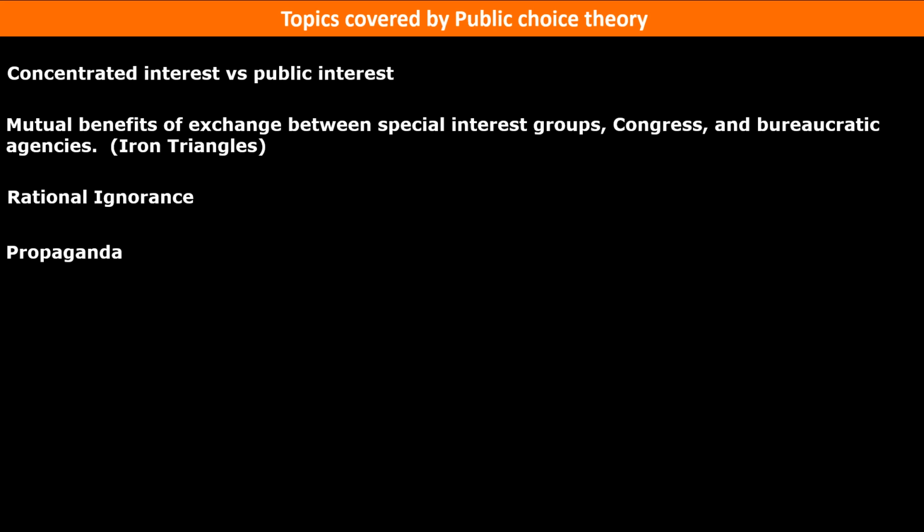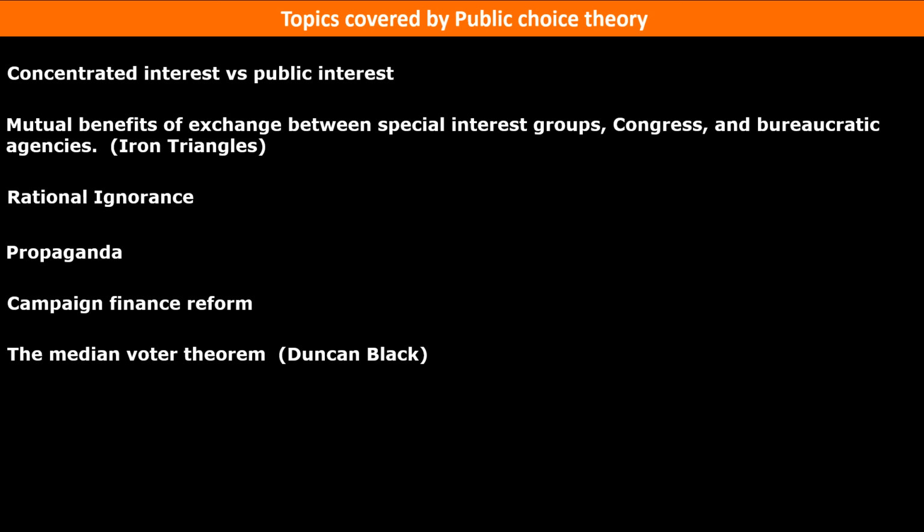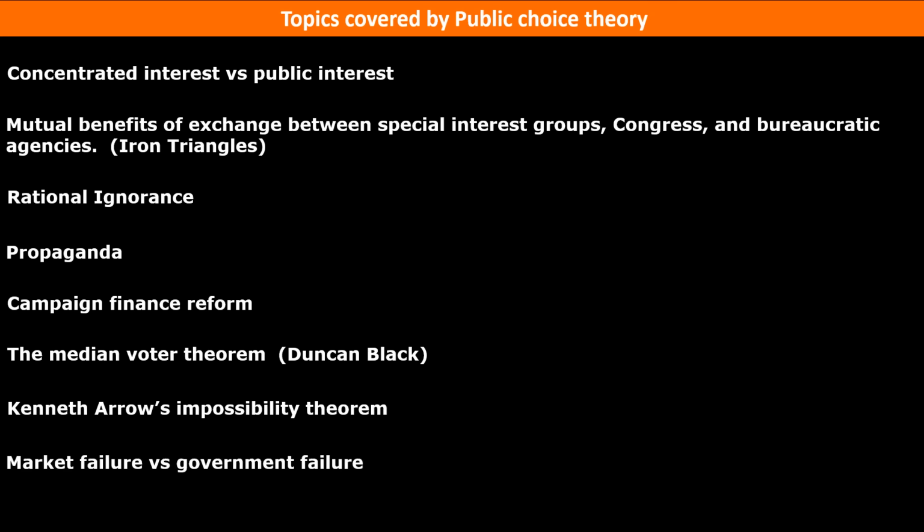Propaganda, and essentially we're going to take a look at propaganda and its impacts on inefficiencies in the political marketplace. Campaign finance reform. The median voter theorem, that comes from a guy named Duncan Black from MIT. Kenneth Arrow's impossibility theorem. And market failure versus government failure. It's a very interesting concept, and I think it's an appropriate way to look at politics and government in this A.G.E.S class.